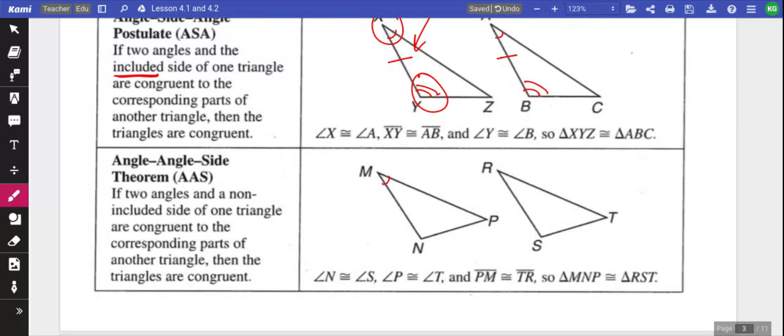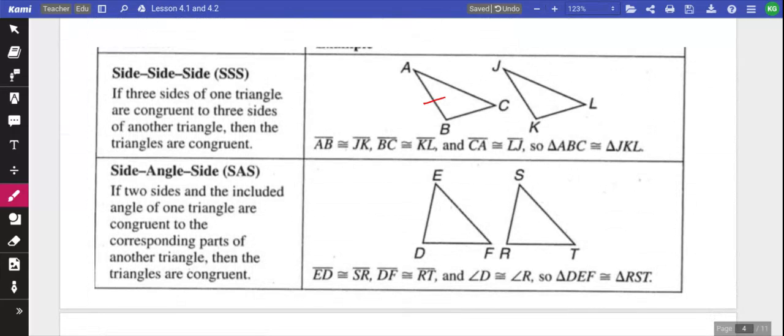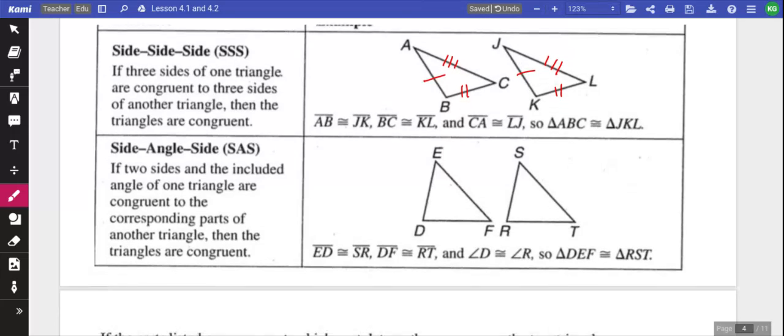The next one is angle angle side. So that'd be like M and R, N and S, and then one of the other 2 sides. So either NP and ST or MP and RT. The third one is side side side. So you have to prove all of the sides are equal length. Then all of the angles would be equal. And the last one is side, angle, side. So the angle has to be the one that is in between the 2 sides that you're listing.